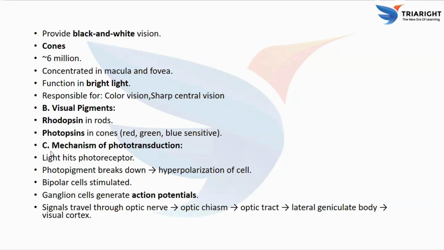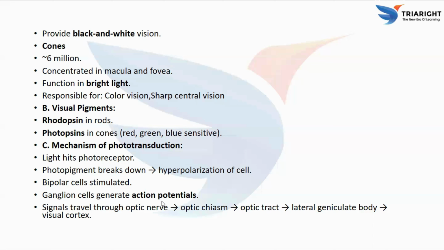Rhodopsin, which is present in rods, or photopsin, which is present in cones, undergoes a chemical change. This causes hyperpolarization. What do you mean by hyperpolarization? It's nothing but the cell becoming more negative. So light hyperpolarizes while darkness depolarizes the photoreceptors. And then the third step is bipolar cell stimulation. Hyperpolarization changes the neurotransmitter release, which results in signals passed to the bipolar cells.